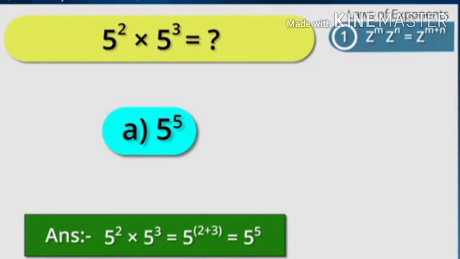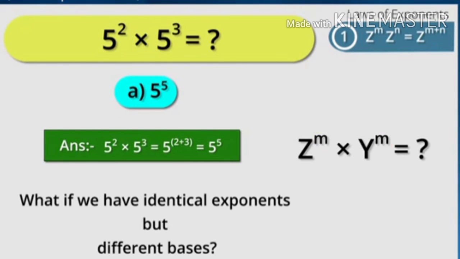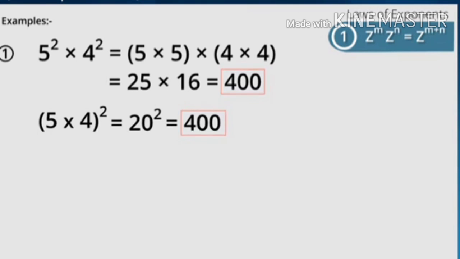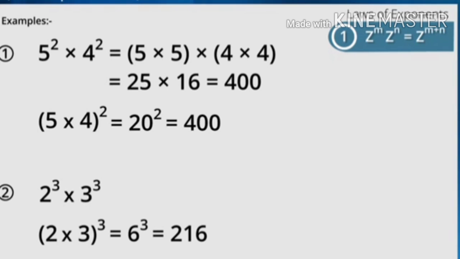This was when we have to multiply identical bases. But what if we have identical exponents but different bases? Let's take few examples. Here we can see exponents are identical, right? So can we write 5 into 4 raised to the power 2? Yes, as we are getting the same solution. Next, here we can see that the exponents are identical. Therefore, for identical exponents, we have to multiply the bases.